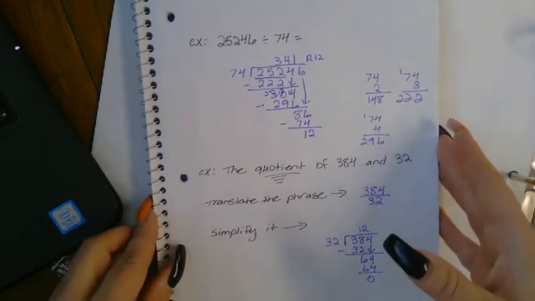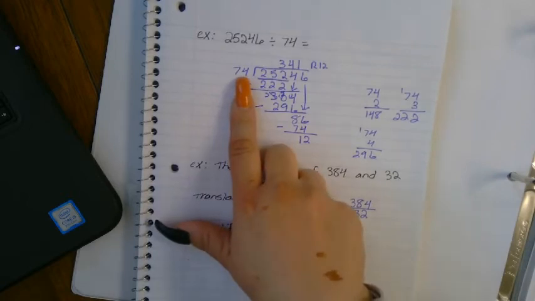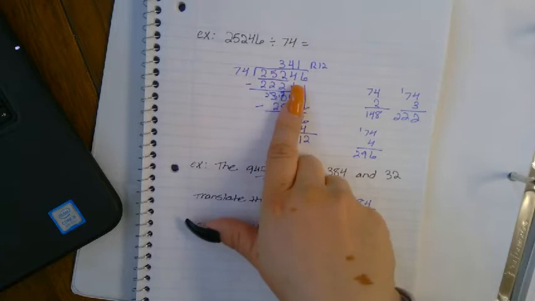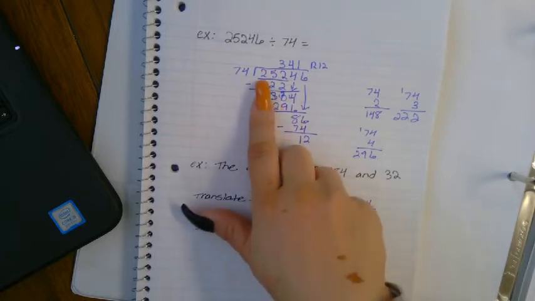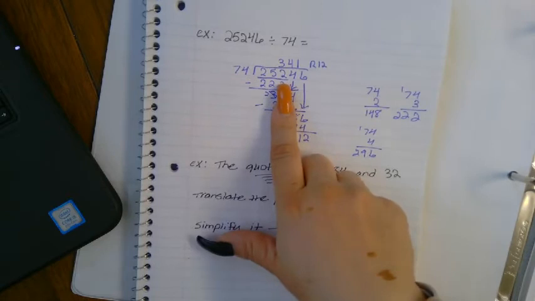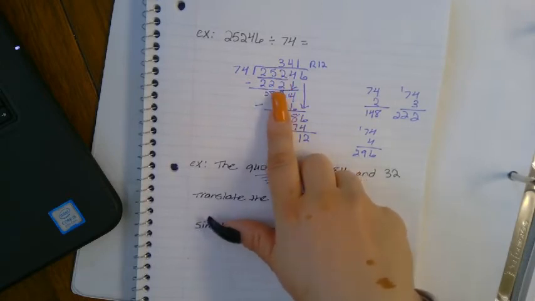All right, let's look at this example. 25,246 divided by 74, I'm sorry. We have 74 on the outside, and we have our 25,246 in the inside. 74 cannot go into 2 or 25, but it can go into 252. So that's the one we're looking at, okay? So 74 goes into 252 3 times. That gives us 222. Remember, we're trying to get the closest to the 252 as we can without going over.